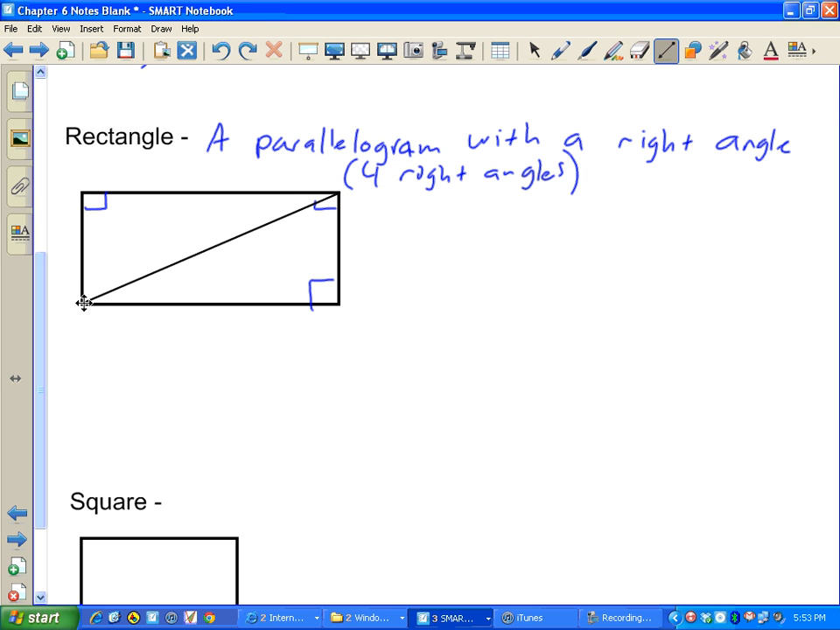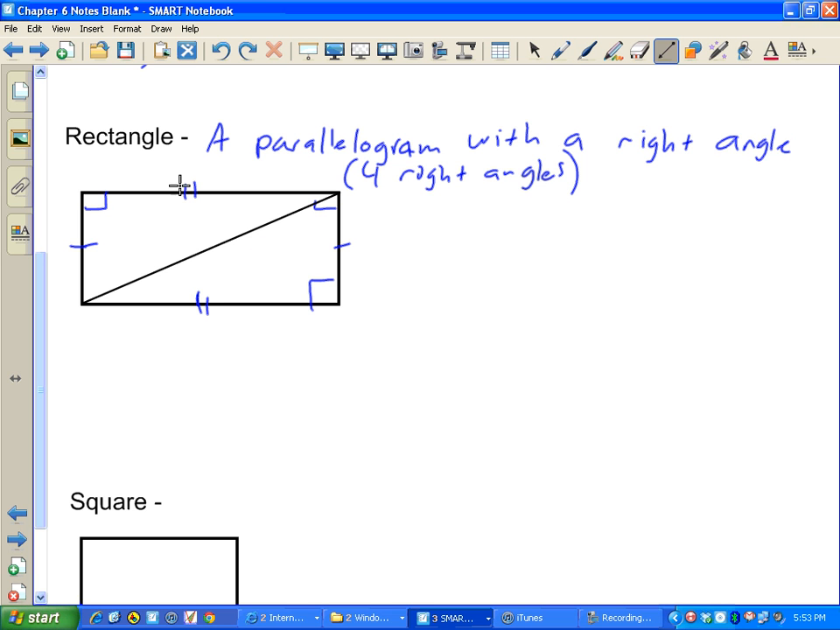If I put a diagonal in here, I already know that these opposite sides are congruent. I know these are congruent, and this is congruent to itself. So these triangles are going to be congruent.